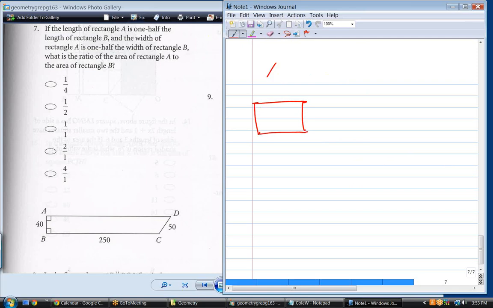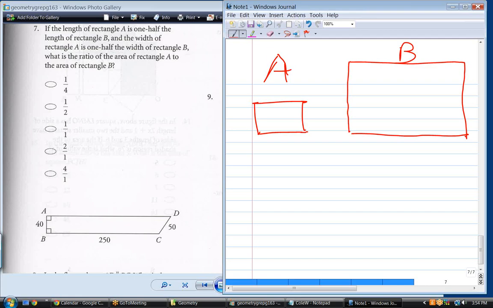So if this is rectangle A, the length of A is 1/2 the length of rectangle B. So rectangle B is going to look about like that. And the width of A is 1/2 the width of B. So this is rectangle B. What's the ratio of the area of rectangle A to the area of rectangle B?